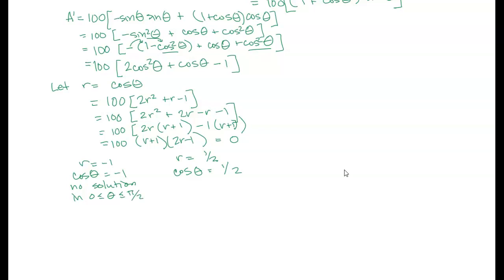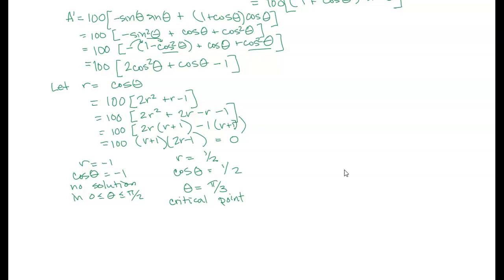Okay, but we do have a solution for this one, right? Theta then is equal to pi over 3. Cosine of pi over 3 is 1/2. So that's telling us we have a critical point at pi over 3. We're getting close now. Now we just have to prove that that's a maximum, because we're trying to find the maximum.